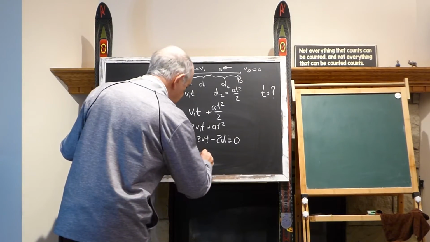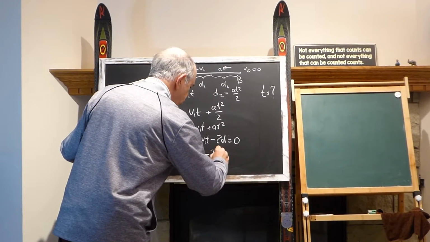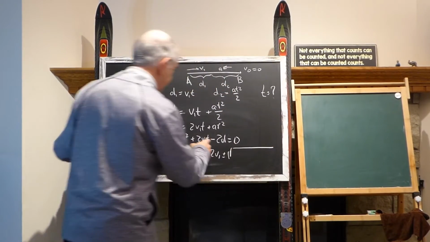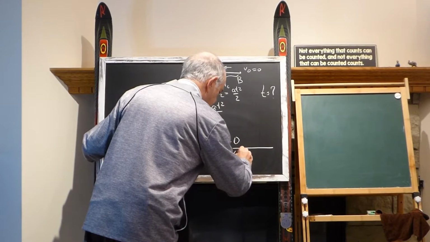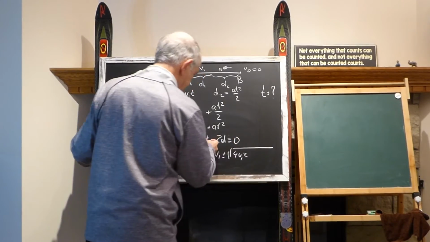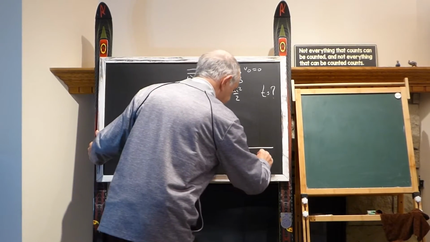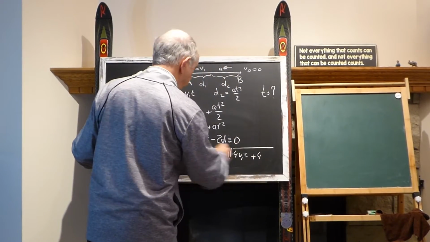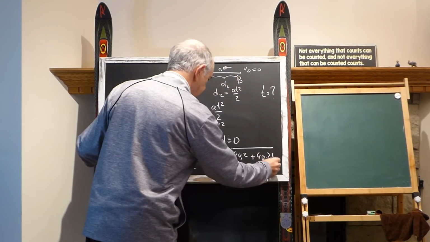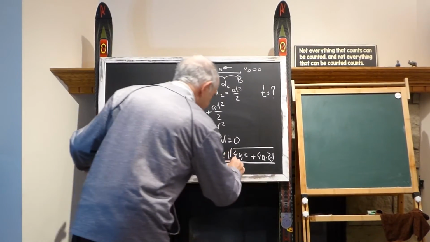Oh, interesting. t1,2 equals minus 2v1 plus or minus the square root of 4v1 squared, minus, and this minus now will be plus, so 4a multiplied by 2d, and we have to divide this by 2a.